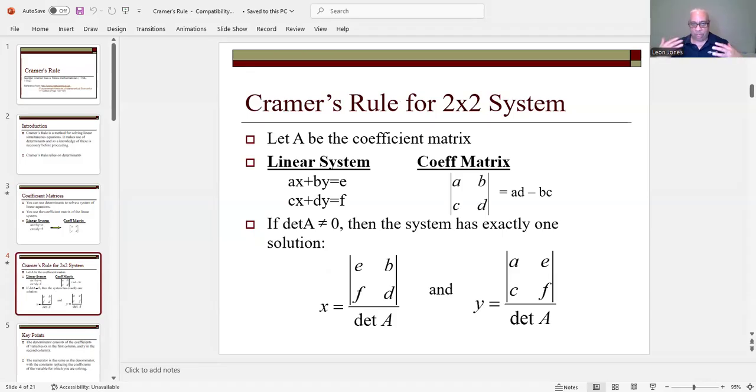As we move on, we're going to let A be the coefficient matrix. So right now you have your linear system: AX plus BY equals E, and CX plus DY equals F. And we go ahead and make it a coefficient matrix. Basically, you're going to have AD minus BC. Now, if determinant A is not equal to 0, then the system has exactly one solution.